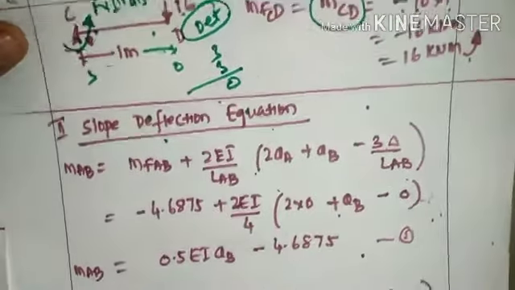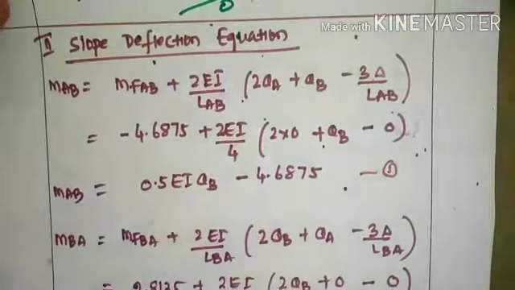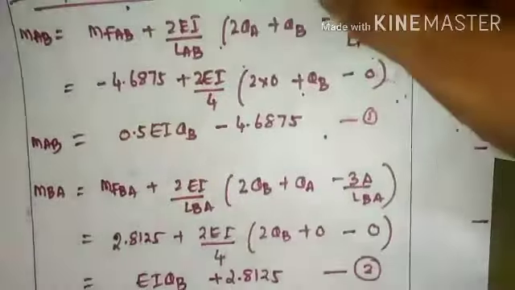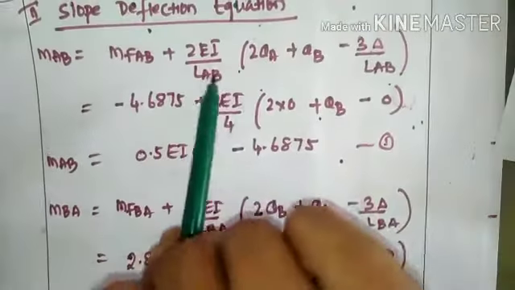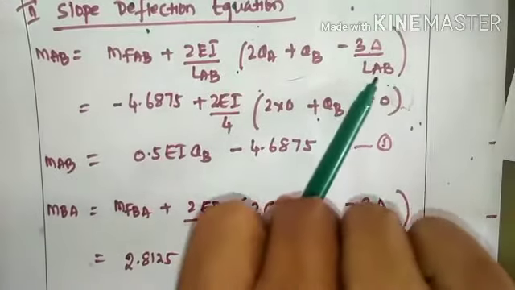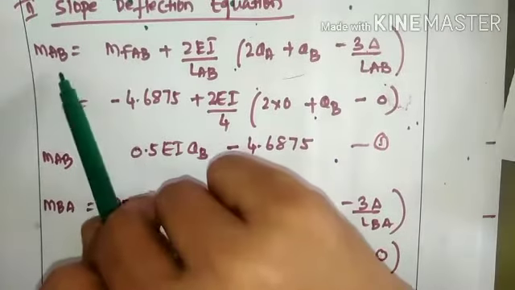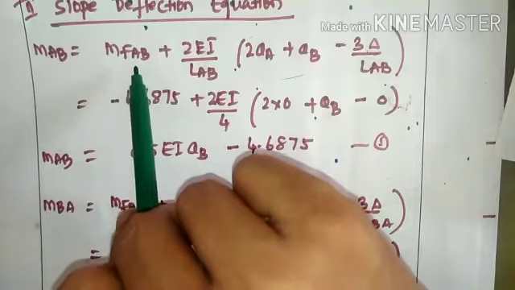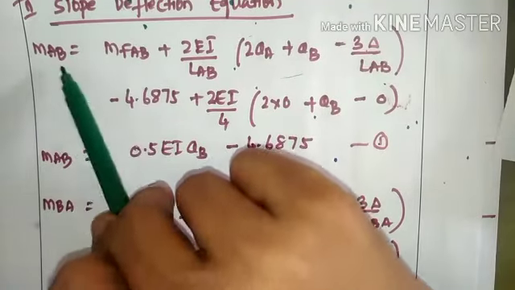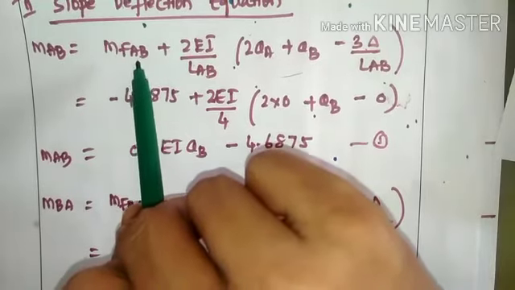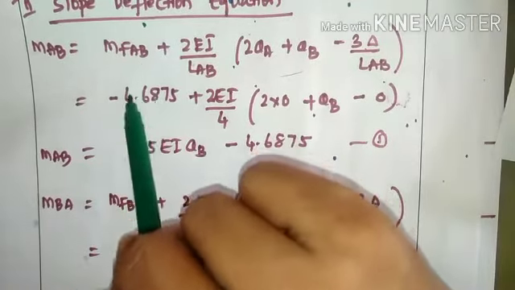So applying the second step, which is slope deflection equation. Now what we have completed here is the fixed end moment. Next is slope deflection equation. If I start with it, MAB is equal to MFAB plus 2EI divided by L, 2 theta A plus theta B, minus 3 delta divided by LAB. Whatever alphabet you write on the left hand side, the same alphabet should come in the same order on the right hand side. That is, if you write AB on the left, A should come as the first alphabet and B will be the second.